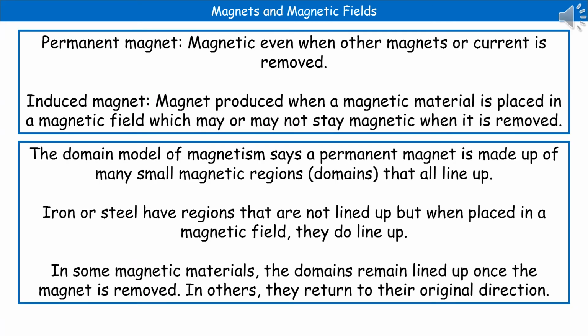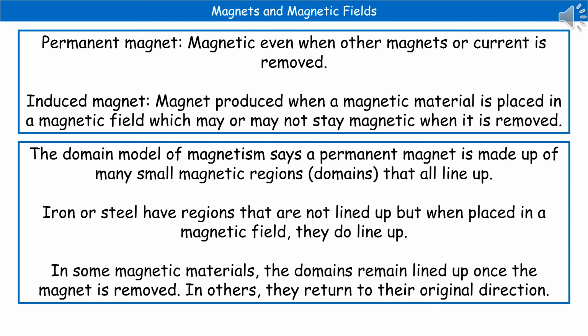So we've got two types of magnet, the permanent magnet, which is magnetic all the time, and an induced magnet, which is where we will only have a magnetic material becoming magnetic when it's in a magnetic field. We can model magnetism using the domain model of magnetism, and that tells us that a permanent magnet is made up of many small magnetic regions called domains that are all lined up.